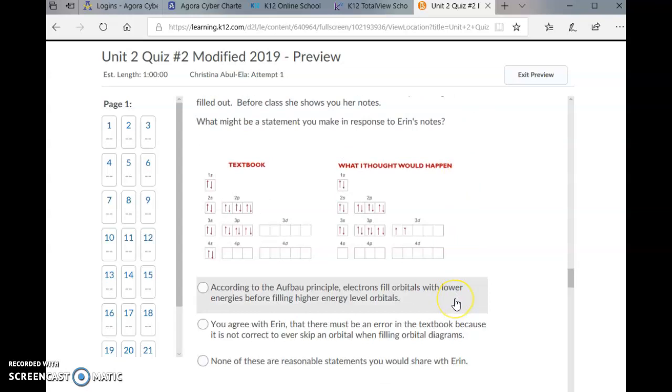According to the Aufbau principle, electrons fill orbitals with lower energies before filling higher energy level orbitals. You agree with Aaron that there must be an error in the textbook because it is not correct to ever skip an orbital when filling orbital diagrams. None of these are reasonable statements you would share with Aaron.